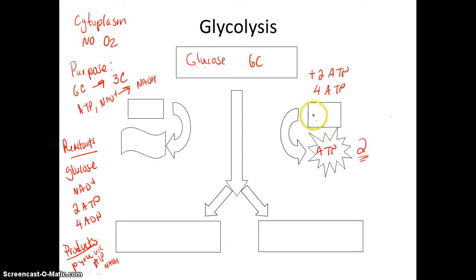So we get 2 ATPs, and when we break those bonds, we pick up those electrons, and NAD plus, our high energy electron carrier, is reduced to NADH. And basically at the end we get these 2 3-carbon compounds called pyruvic acid or pyruvate, and that's basically glycolysis. Now if there's oxygen, then the 3-carbon molecule pyruvic acid will go into the mitochondria.